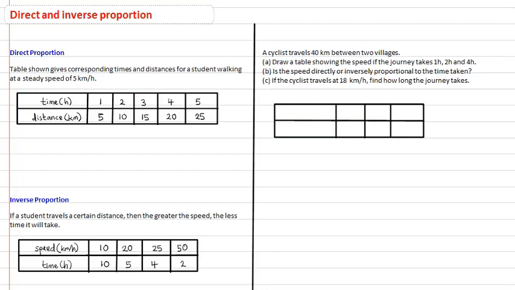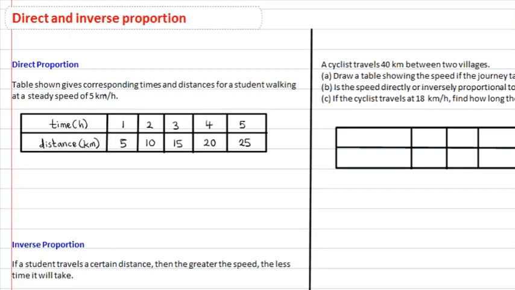So looking at this first problem, direct proportion: the table shown here gives corresponding time and distance for a student walking at a steady speed of 5 kilometers per hour. As you can see, the time is increasing and the distance too is increasing by 5. In 1 hour the person moved 5 kilometers, 2 hours 10 kilometers, 3 hours 15. So both of them are increasing directly. In this case, the time and distance are directly proportional.